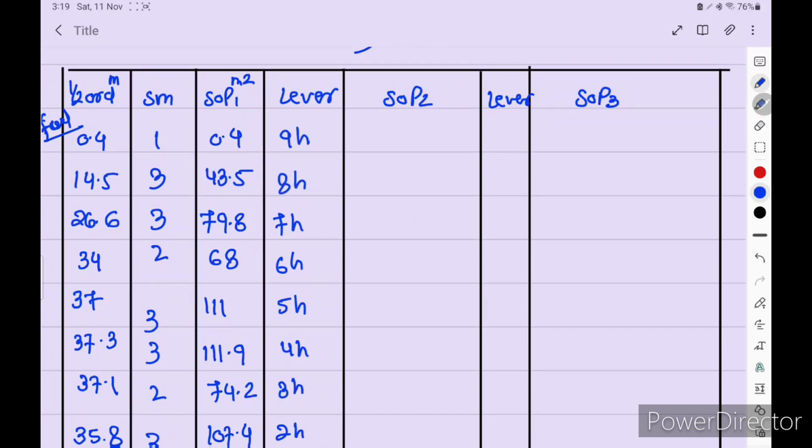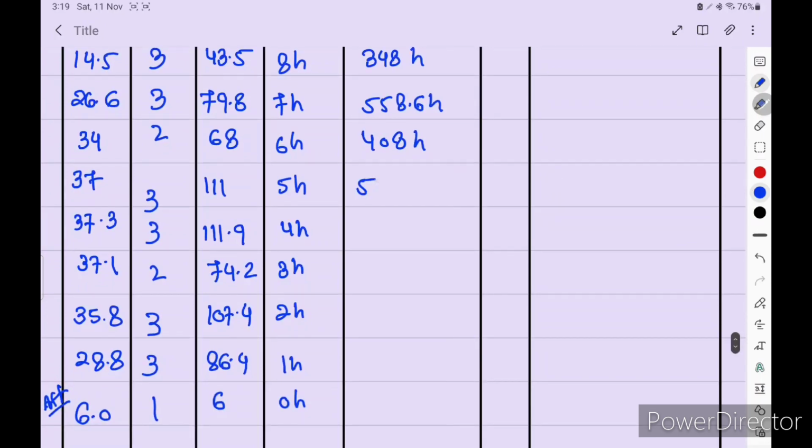Multiply SOP1 and lever, so we get 3.6h, 348h, 558.6h, 408h, 555h, 447.6h, 222.6h, 214.8h, 86.4h and 0h.